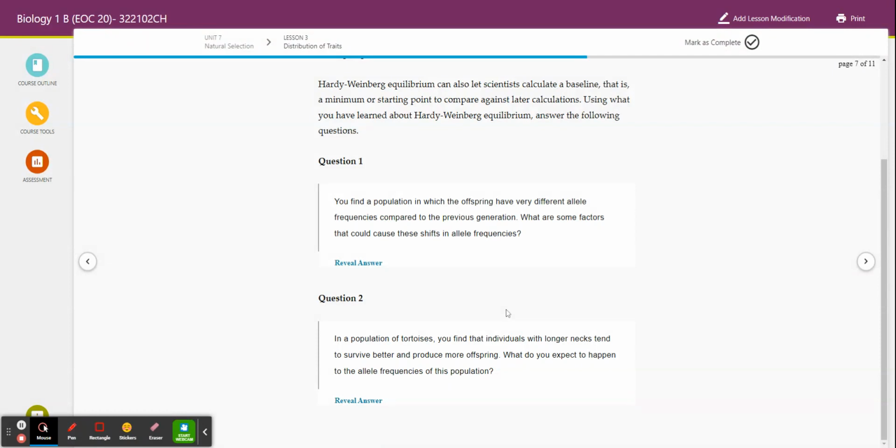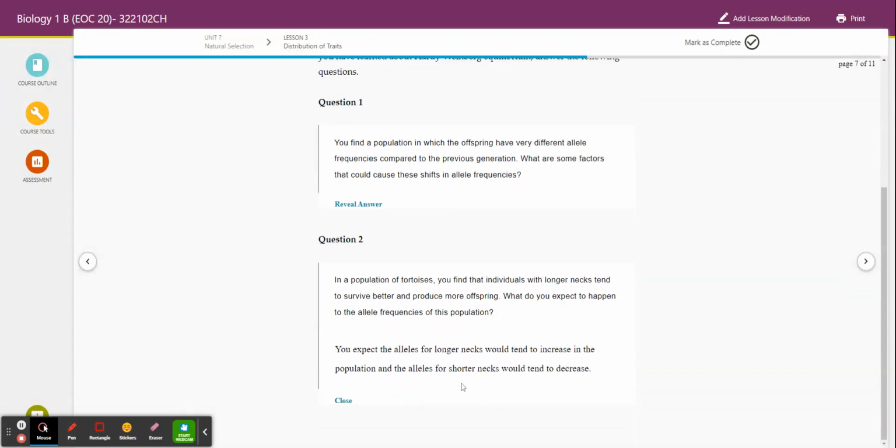Question number 2. In a population of tortoises, you find that individuals with longer necks tend to survive better and produce more offspring. What do you expect to happen to the allele frequencies of this population? You expect the alleles for longer necks would tend to increase in the population, and the alleles for shorter necks would tend to decrease.